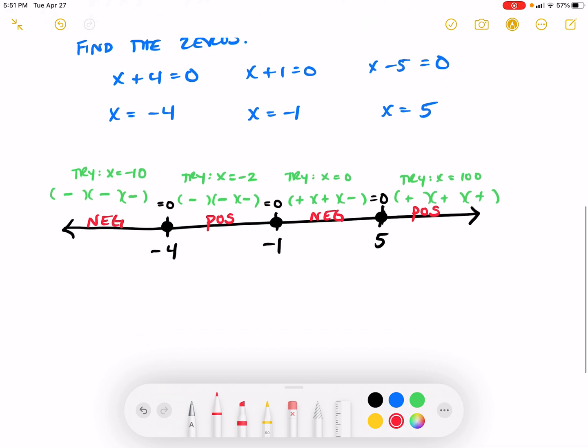So let's come back and let's now answer the question. For part A, where does the function equal 0? When x is equal to negative 4, equal to negative 1, and equal to 5.